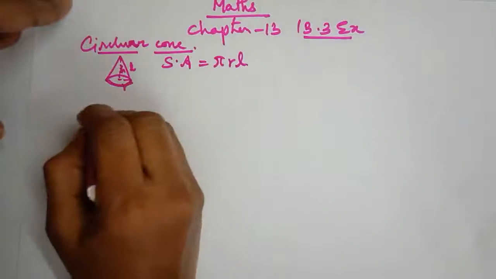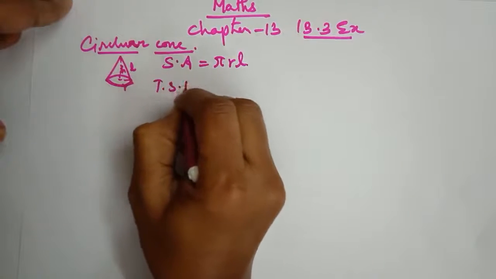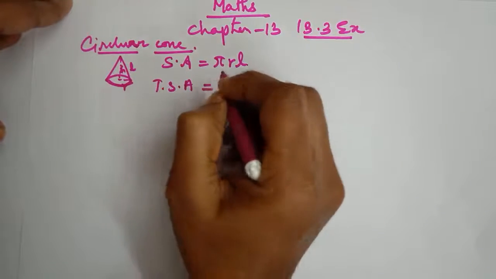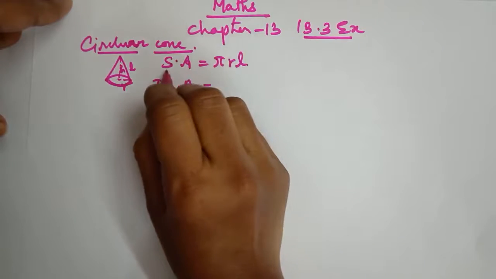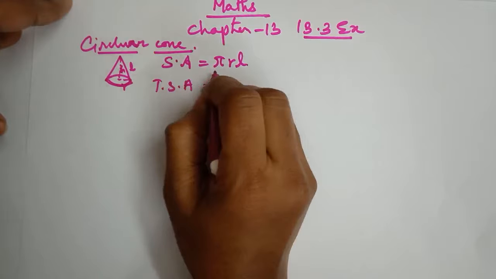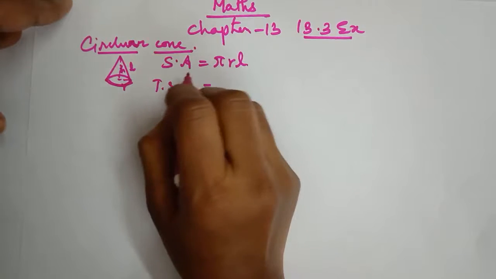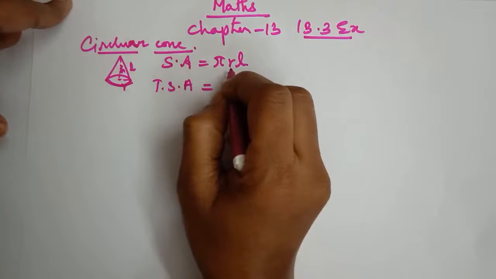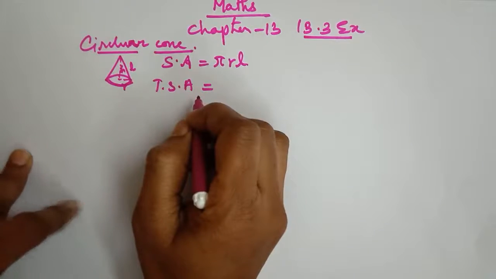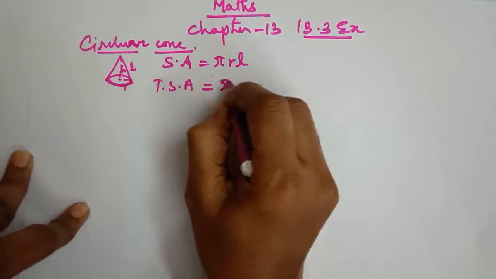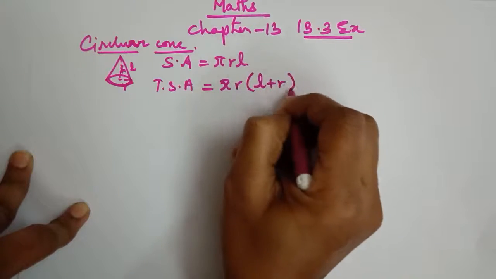And then one more, total surface area. You should keep two formulas in your mind here. What is that? First one, surface area is equal to pi r L. Surface area or curved surface area, both are the same, equal to pi r L. Then total surface area is equal to pi r of L plus r.